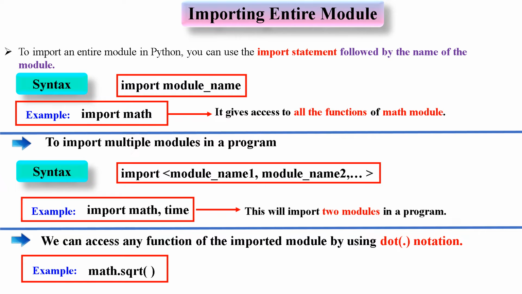Next is to import multiple modules in a program. Syntax is import module_name1, module_name2, and so on. Example: import math, time. This will import two modules in a program. Next is, we can access any function of the imported module by using dot notation. Example: math.sqrt function.